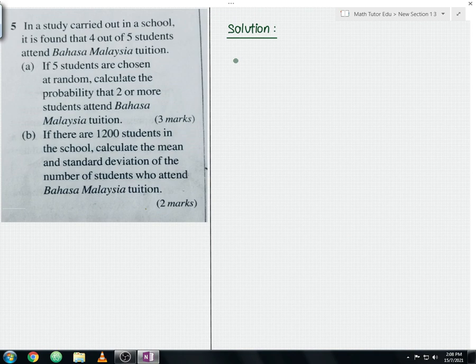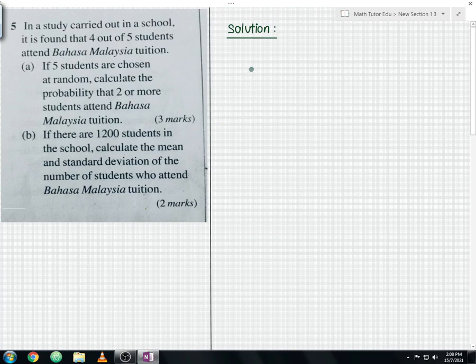Okay, let me read the question now. In a study carried out in a school, it is found that 4 out of 5 students attend Bahasa Malaysia tuition. If 5 students are chosen at random, calculate the probability that 2 or more students attend Bahasa Malaysia tuition. For part B, if there are 1200 students in the school, calculate the mean and standard deviation of the number of students who attend Bahasa Malaysia tuition.